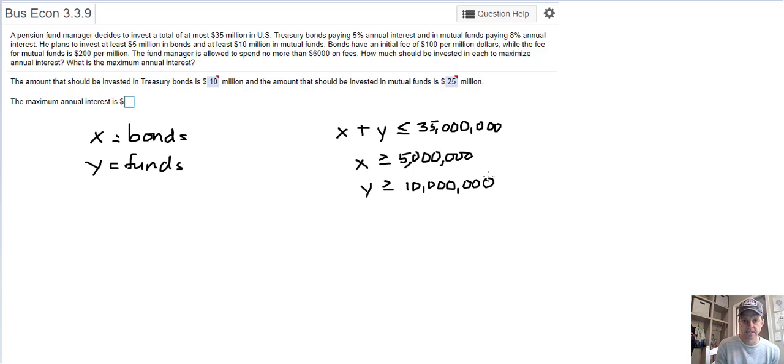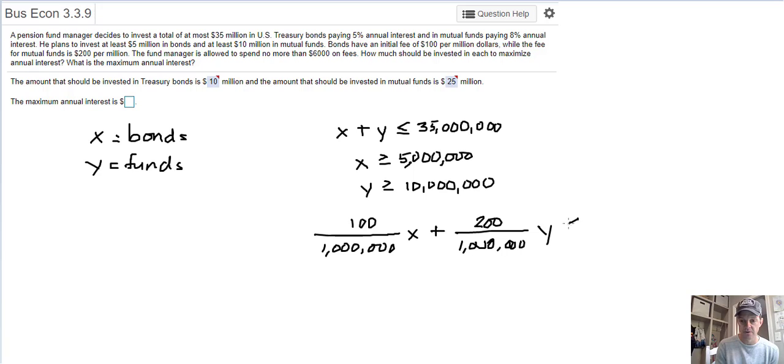And then our final statement is going to be about the fees. Bonds have an initial fee of 100 per $1 million. So 100, and per is a fraction, right? 100 per 1 million times x, for how many millions of dollars of bonds we buy. Plus 200 per million that we buy of mutual funds. So the same thing: 200 per 1 million times y, and we need that to be no more than 6,000, so less than or equal to 6,000.